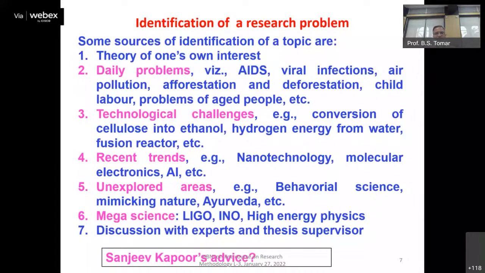And as I mentioned the other day, Sanjeev Kapoor's advice: try to do excellent work in whatever work you are doing, try to excel. Don't remain mediocre. The topic may be excellent, but don't remain mediocre. So work hard to do an excellent job.